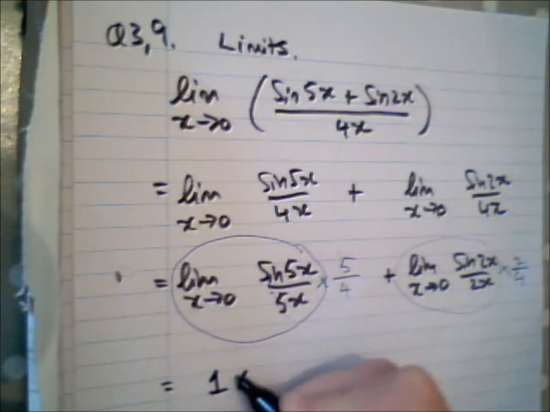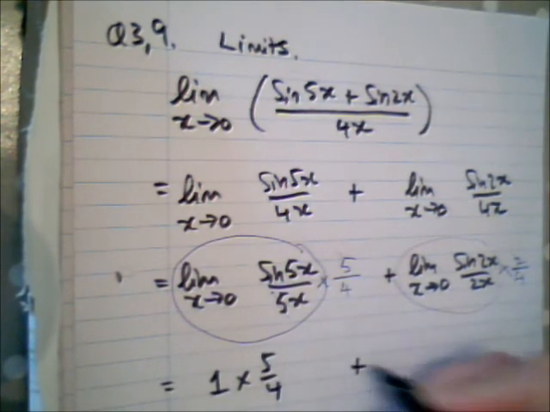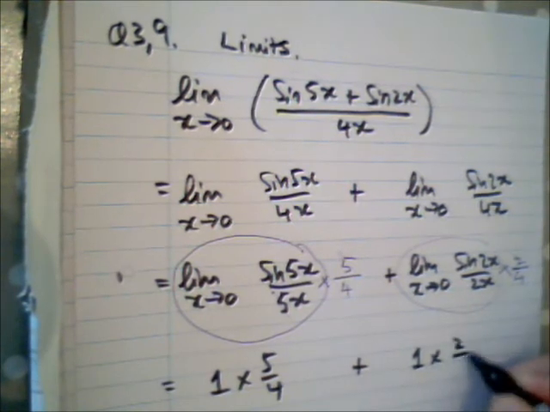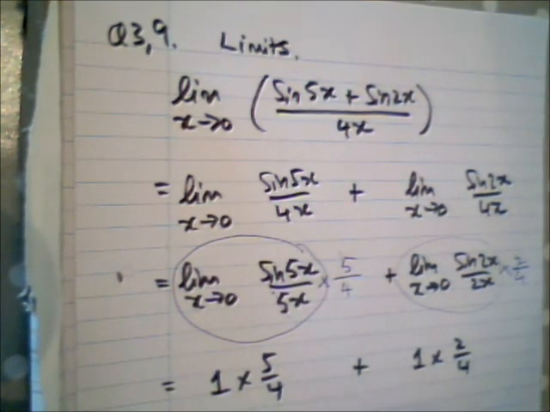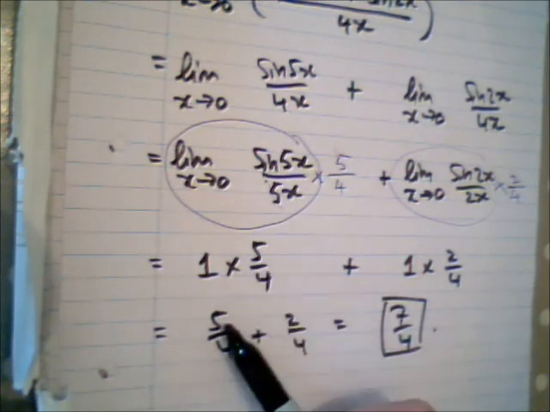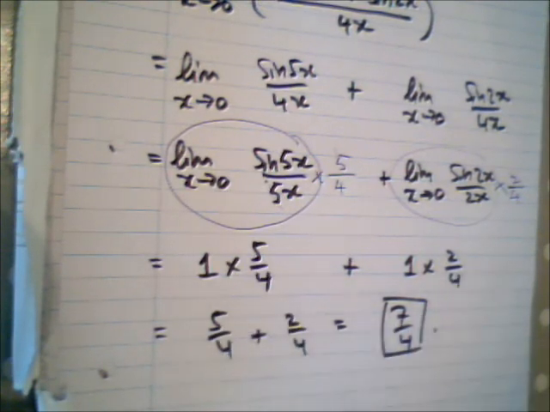So this is 1 times 5 over 4 plus 1 times 2 over 4, so that's equal to 5 over 4 plus 2 over 4, so that's 7 over 4.